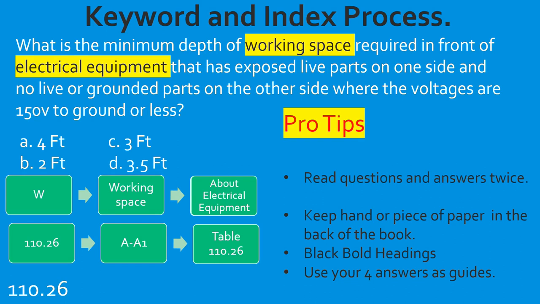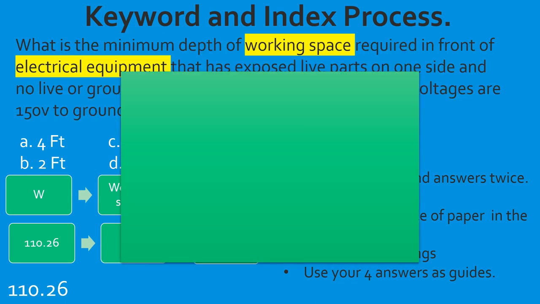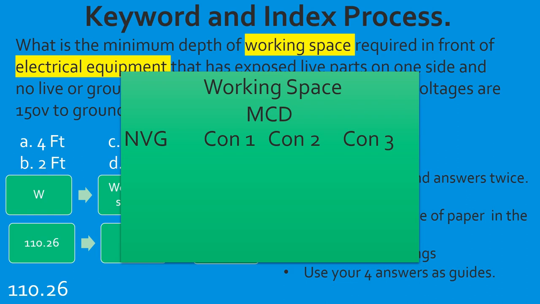Then I take a look at the table, and now we have to read this table, and let's learn how to do it. We've already performed step 1. We've looked at the black bold heading to make sure we're in the right table. Now we read all of our tables from top to bottom, left to right, using the black bold headings to navigate the table. On the left-hand side, we have our nominal voltage to ground. Across the top, we have our minimum clear distance. And then we have condition 1, 2, and 3. On the far left-hand side, we have our nominal voltages. And then in the center is going to be our feet.